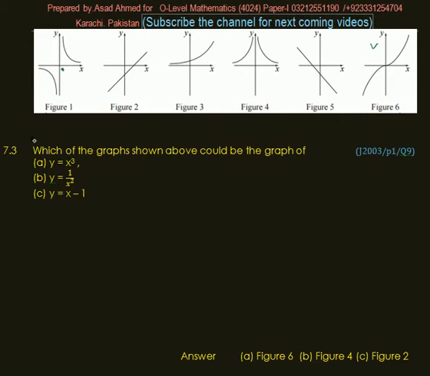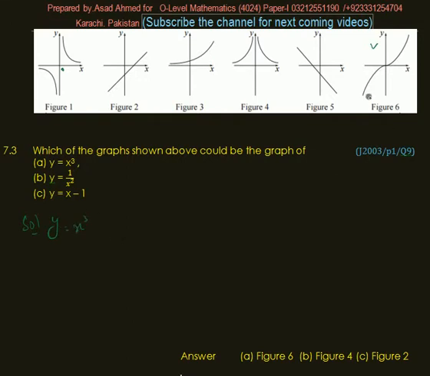Exercise 7.3. Which of the graphs shown above could be the graph of part A, y is equal to x cube, B, y is equal to 1 upon x square, and C, y is equal to x minus 1. First we see the equation y is equal to x cube.